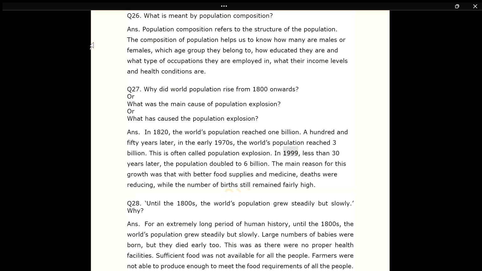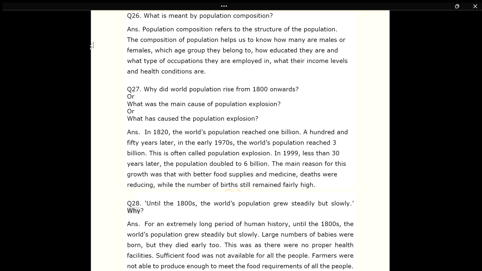In 1999, less than 30 years later, the population doubled to 6 billion. The main reason for this growth was that with better food supplies and medicine, deaths were reducing, while the number of births still remained fairly high. Q28. Until the 1800s, the world's population grew steadily but slowly.